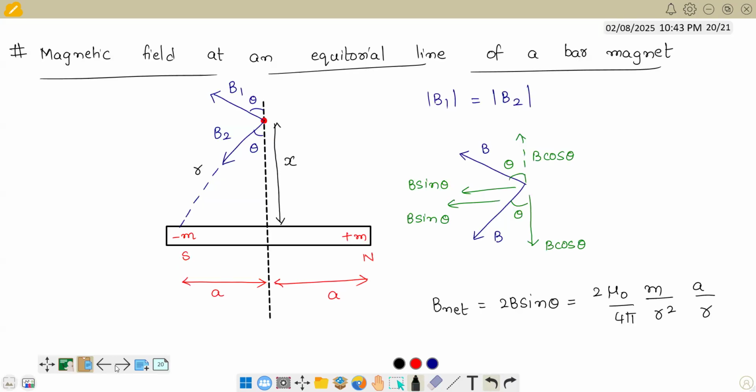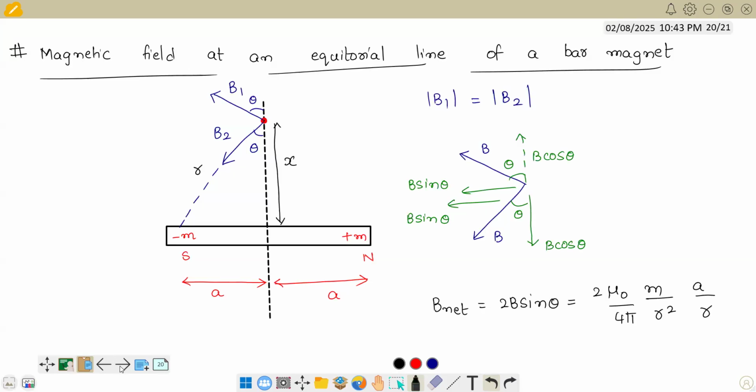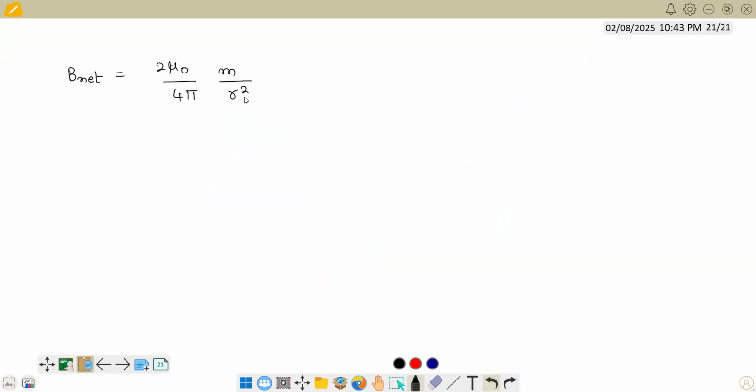Now, finally, we got B net equals 2 mu naught by 4 pi, m by r cube into a. We already know m into 2a is the magnetic pole strength, capital M. So if I do that, you will get mu naught into capital M divided by 4 pi into r cube. What is r here? You look at this triangle. This is x.